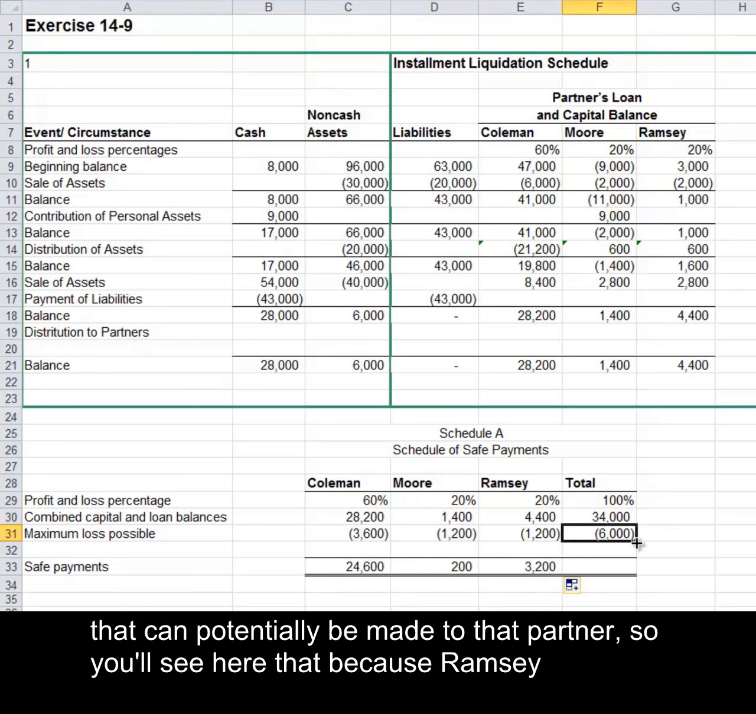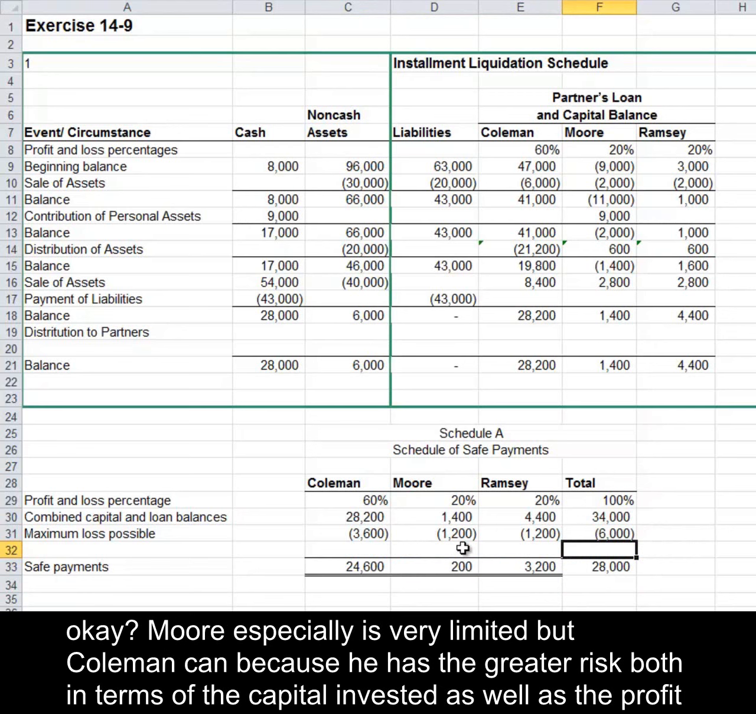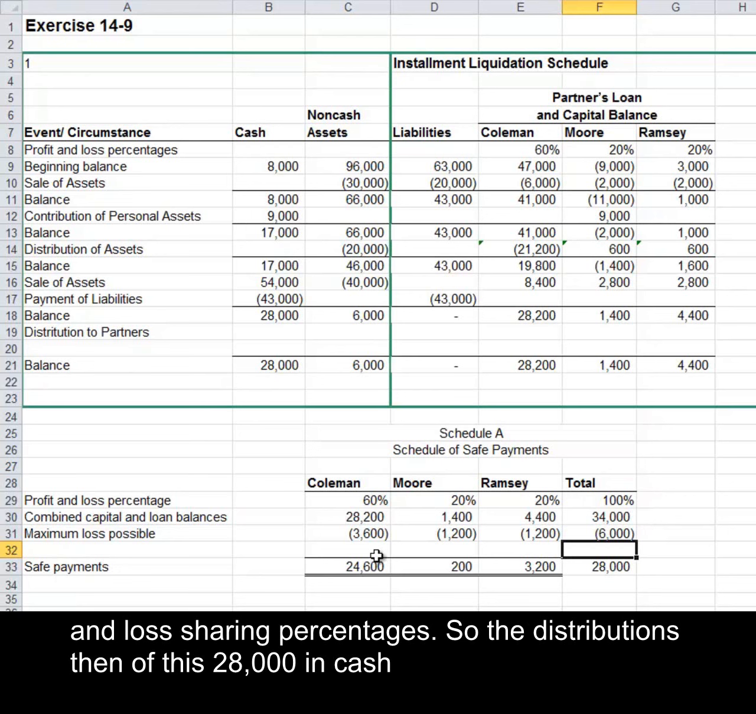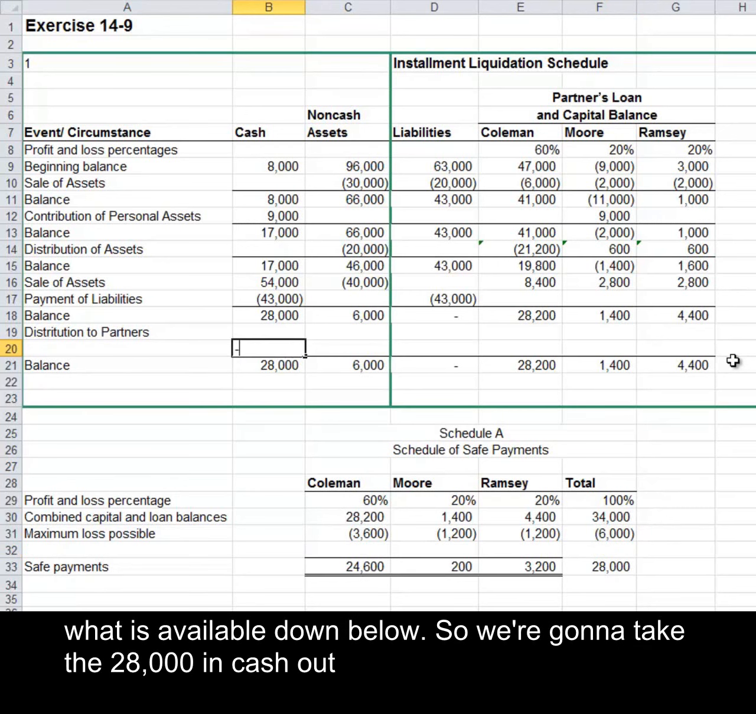So you'll see here that because Ramsey and Moore have much less at risk, there's not much they can take out. Okay, Moore especially is very limited, but Coleman can because he has the greater risk both in terms of the capital invested as well as the profit and loss sharing percentages. So the distributions then of this $28,000 in cash are going to be based on what is available down below.